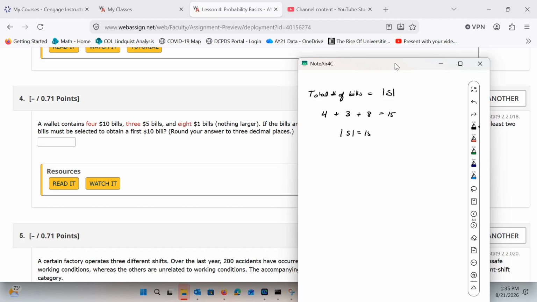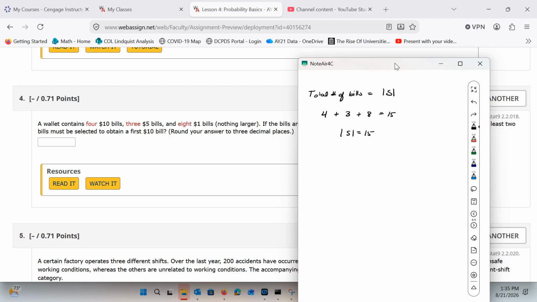I need that. Now, they say at least 2 bills must be selected to obtain a first $10 bill. That means that the first bill selected cannot be a $10 bill, because if it was, then I wouldn't get, the first one can't be 10. If the first one's not a 10, then the first selection has to be one of the other 2. And in the other 2, I have 3 and 8.